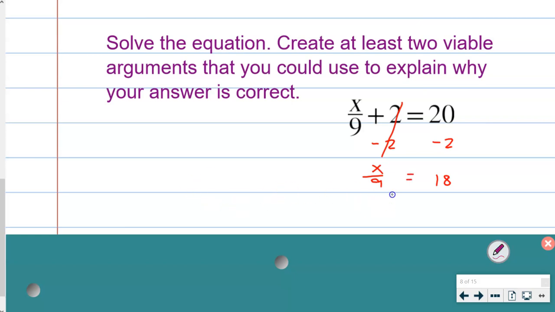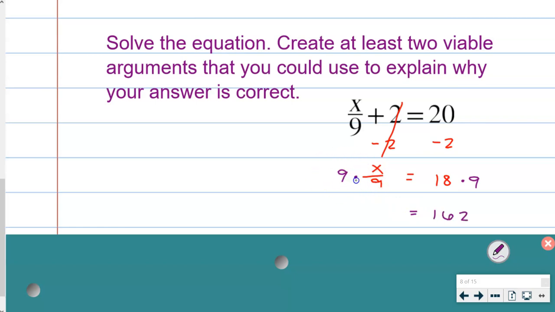Now, next step. x is being divided by 9. How do I undo dividing by 9? Cambry? We multiply it by 9. And whatever I do to one side, I do to the other side. And thank goodness we have calculators. 18 times 9 is equal to, Landis, what is it? 162.